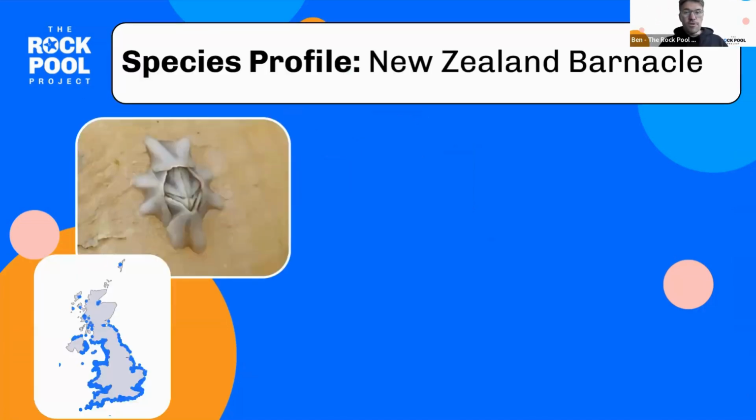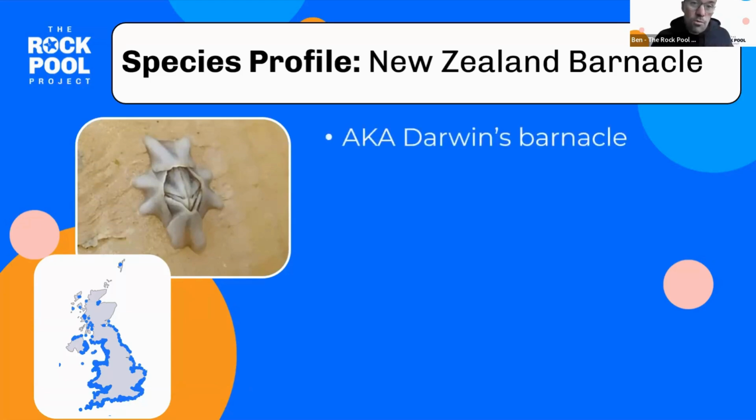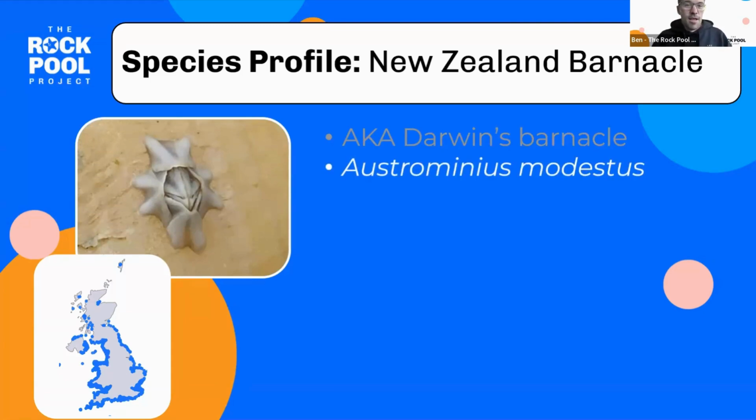So I'll go through the top 10 species in decreasing order from the most recorded to the least recorded. So the most recorded species is what we call the New Zealand barnacle. I've noticed that it's also quite often called Darwin's barnacle, which is a better name really for it because it's not only from New Zealand, it's native to Australasia in general, so southern Australia and New Zealand. And Charles Darwin did describe it as well, so it's probably nice to acknowledge that.